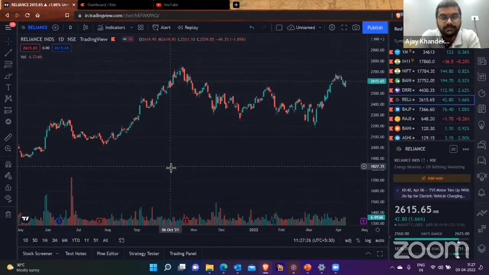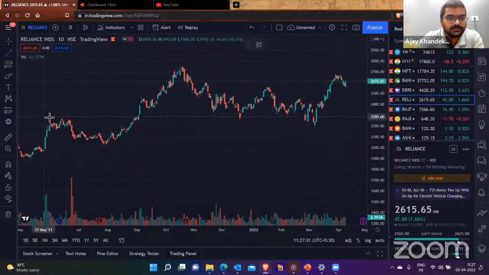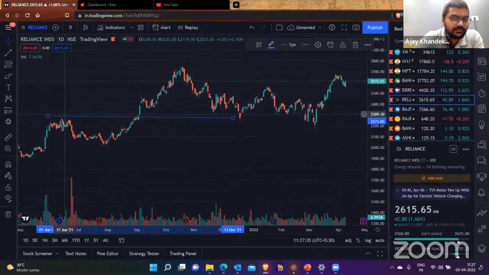As I said, there is demand and supply in this. As you see here, the market first made a top. This top was first a demand supply zone. It was first taking rest over here and then coming down again.